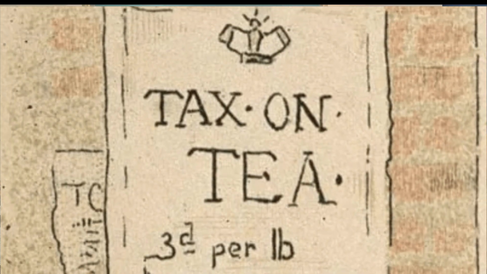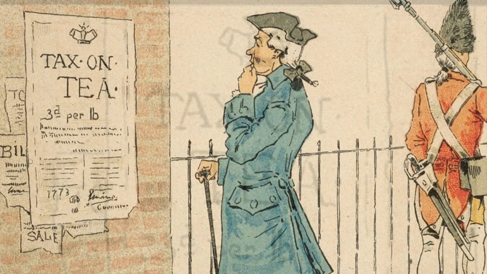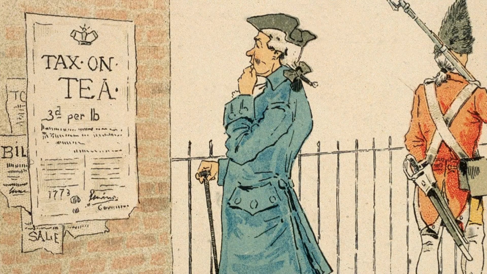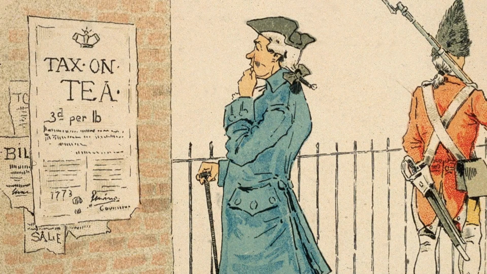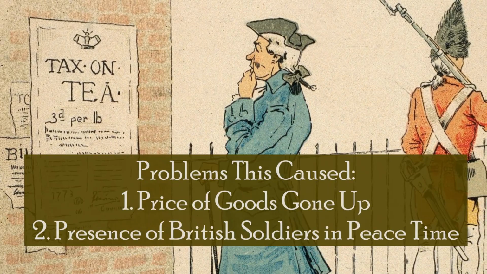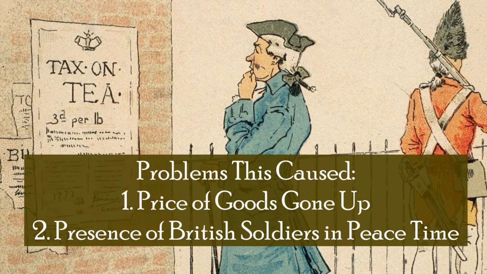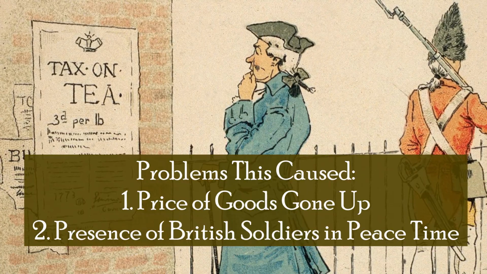See, this tax specifically was a 3 pence per pound duty. What that means is it raised the expense. It was one of the revenue-raising measures intended to help pay for the cost of maintaining British troops in the colonies. Therein we have our first and second problem. One, not only was the price of goods going up, but two, there was the presence of British soldiers here.